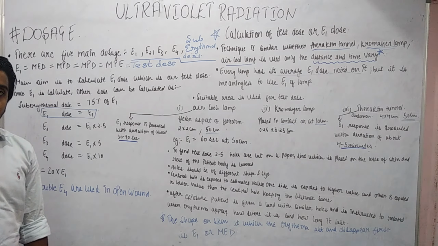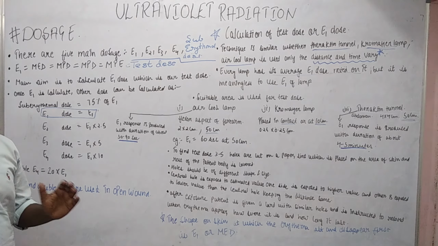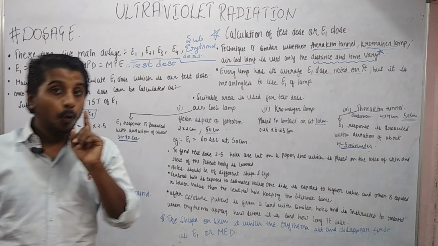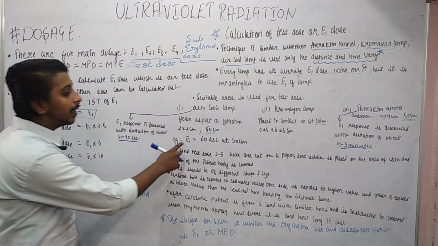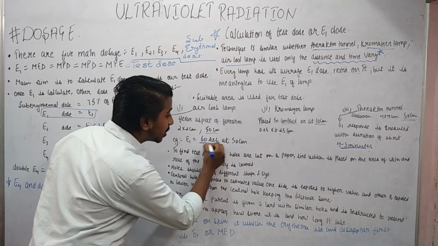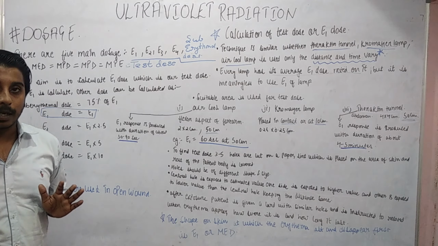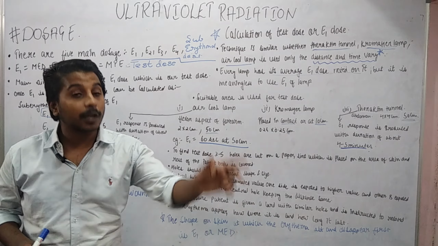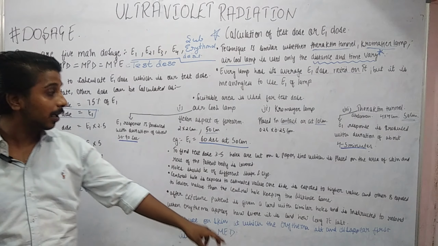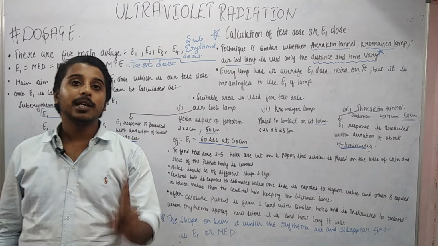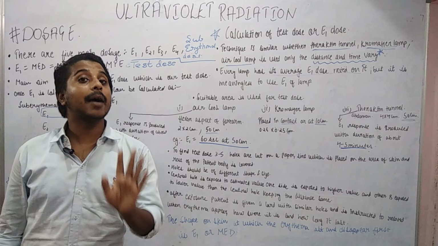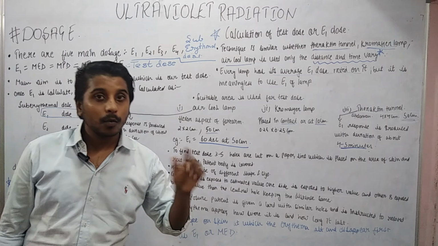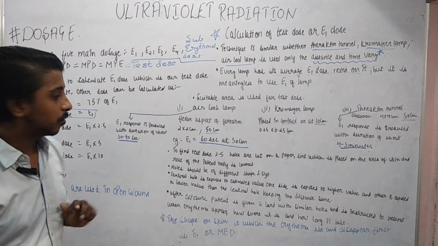Now let us take an example. Okay, I have an air cooled lamp whose average E1 is given, that is 60 seconds at 50 centimeter. If I place this air cooled lamp at 50 centimeter from the point of application, E1 dose is 60 seconds. This is average. Now we will use this value and find out the actual value.